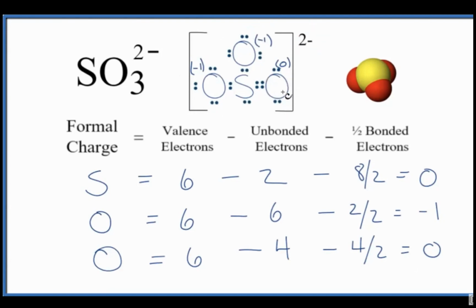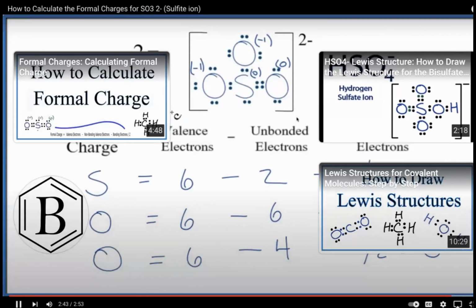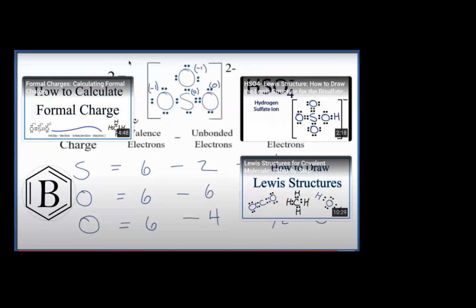But everything else is as close to 0 as it can possibly be. We said the sulfur in the center, that was 0. That makes this the most likely or favorable Lewis structure for SO3 2 minus. This is Dr. B calculating the formal charge for each element here in SO3 2 minus.